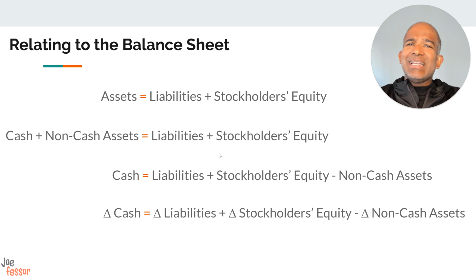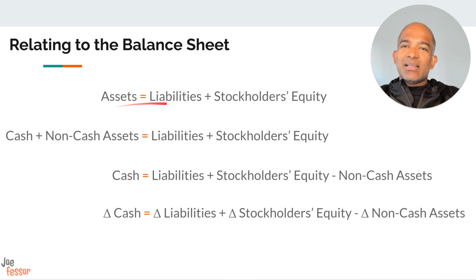Alright, before we look at the three core sections in detail, let's establish the crucial mathematical link between the balance sheet and the statement of cash flows. Understanding this is the groundwork for why the indirect method works. We begin with the fundamental accounting equation, which is assets equal liabilities plus stockholders' equity. This is the balance sheet equation.